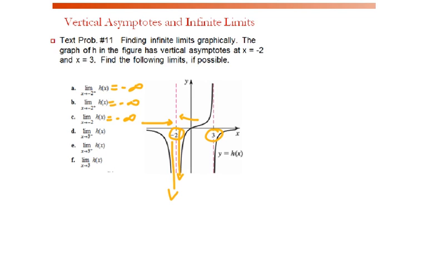It still has an asymptote, but the limit as x approaches 3 from the left-hand side, so if I'm coming in to 3 from the left, the function goes off to positive infinity. If I come in from the right-hand side, it goes off to negative infinity. So the limit as x approaches 3, the two-sided limit, is said to not exist.